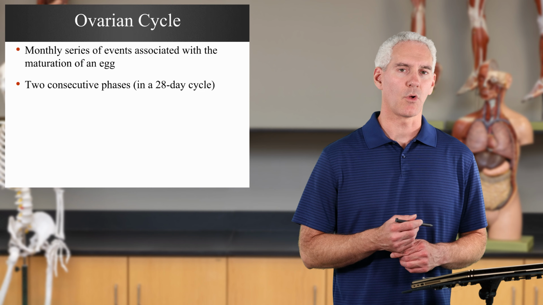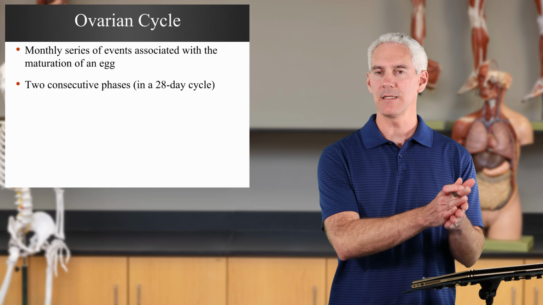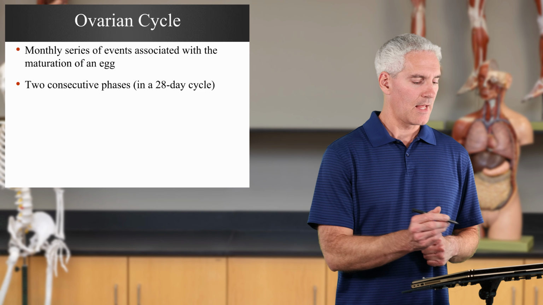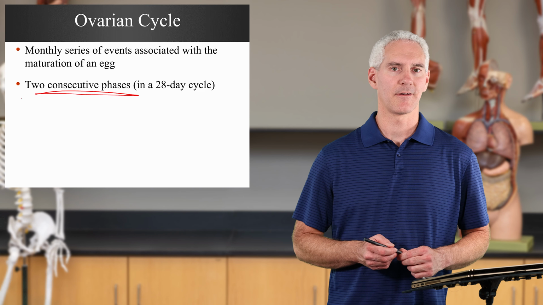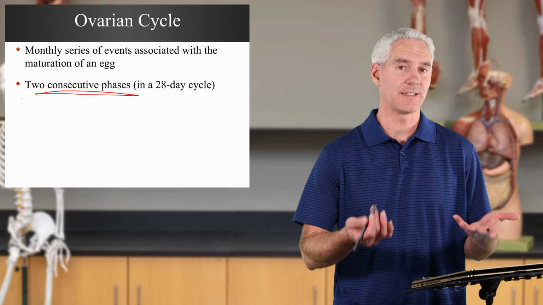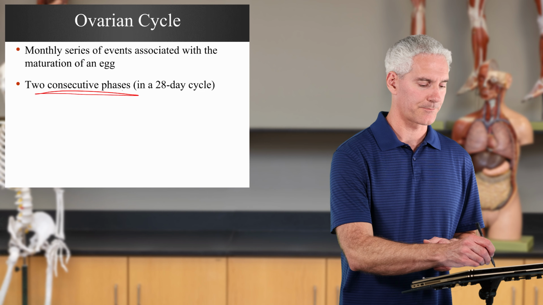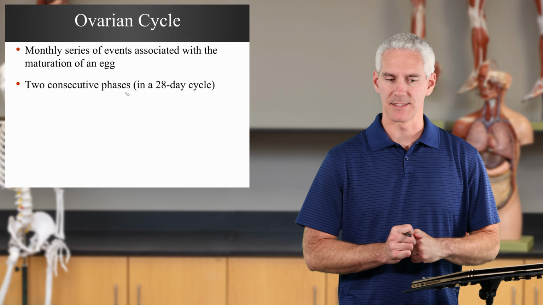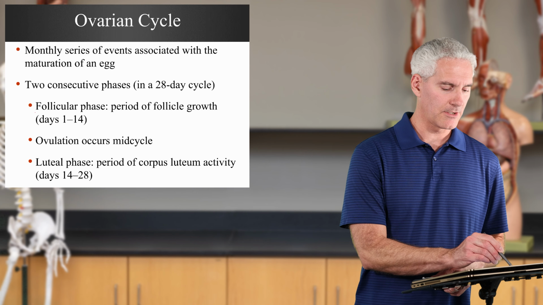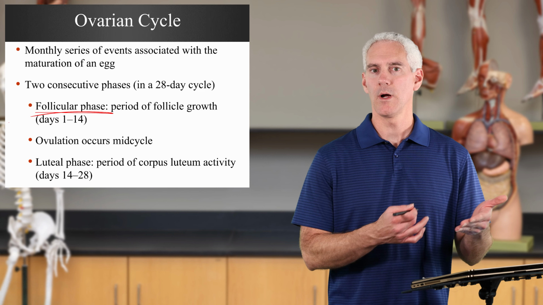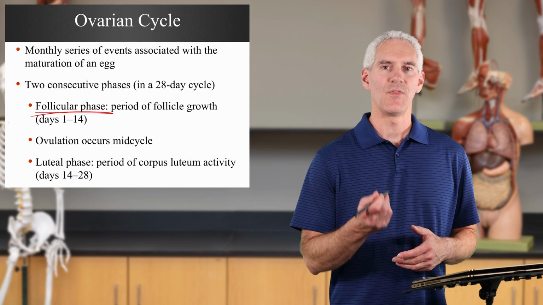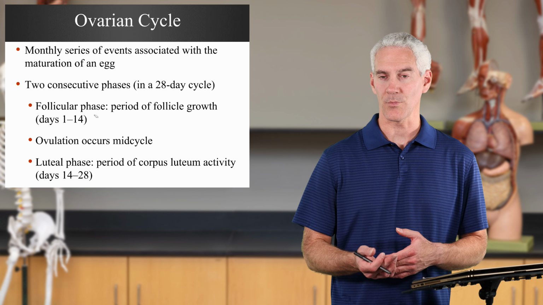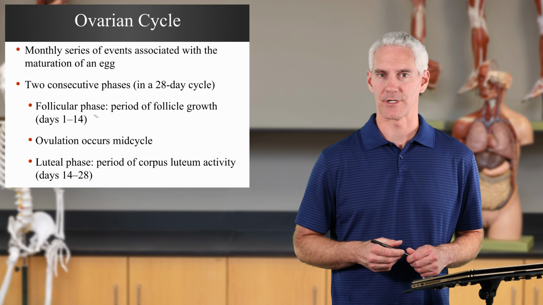So the hormonal control in this monthly cycle from puberty until menopause, unless drugs stop it, is going to be 2 consecutive phases within a 28-day period. So broken up pretty much into first 14 days and second 14 days. You have the follicular phase. That's day 1 through day 14. That is when you have the growth of the follicle occurring. So the follicle is growing and maturing.